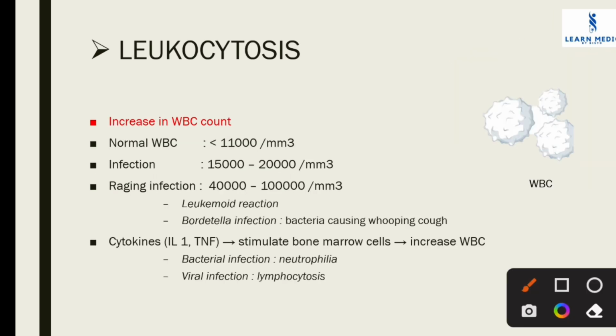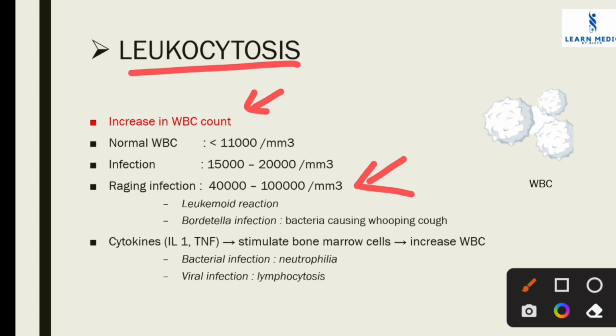The second thing in the systemic responses to inflammation is leukocytosis, or else we can call it the increase in WBC count. The normal WBC count is up to 11,000. In case of an infection in the human body, it ranges from 15 to 20,000. For any raging infection, like a leukemoid reaction or infection with Bordetella, the bacteria causing whooping cough, we have a WBC count of almost 40,000 to 1 lakh. So the increase in WBC count is also responsible for the systemic responses to inflammation.